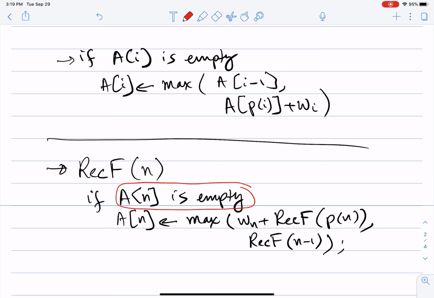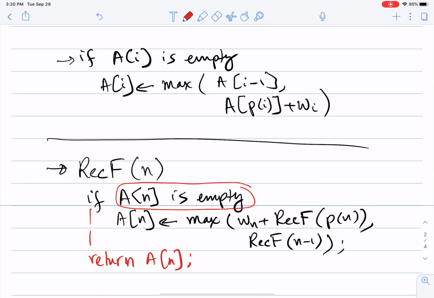So every time they are computed, A of n is no longer empty. The first time you come to calculate A of I, it is empty, so it's going to be calculated. The second time A of I is needed, A of I is not empty, therefore we just use the value from there. Okay? So if A of n is empty, we do this, else here we return A of n.